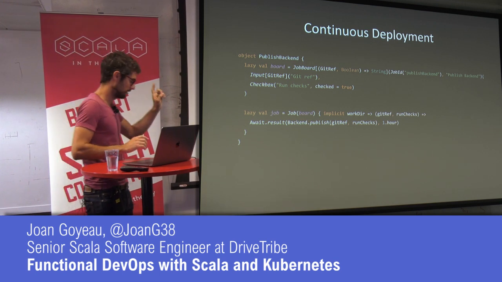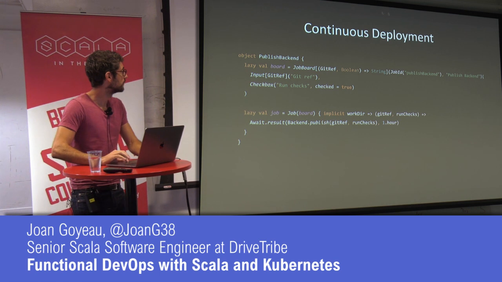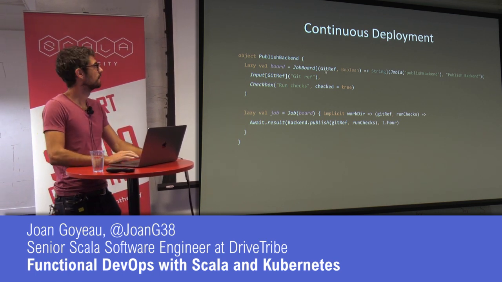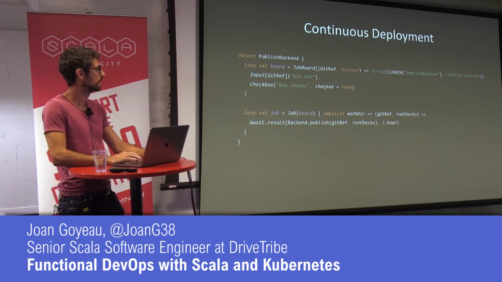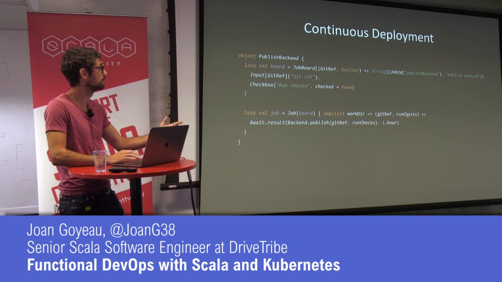So notice here, I'm just going to use the pointer here. Everything is type checked. Here we have a git ref and a boolean. You cannot swap the input and the checkbox; it won't compile. So this is all type checked. And also here, this value git ref is of type git ref, and run check is of type boolean.